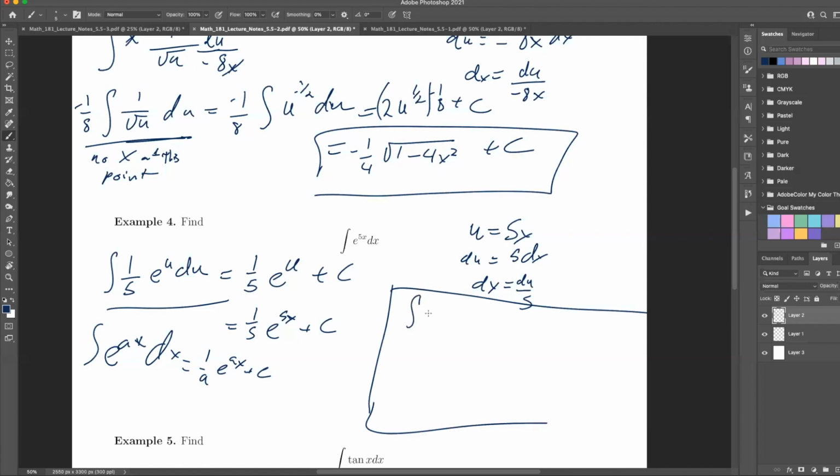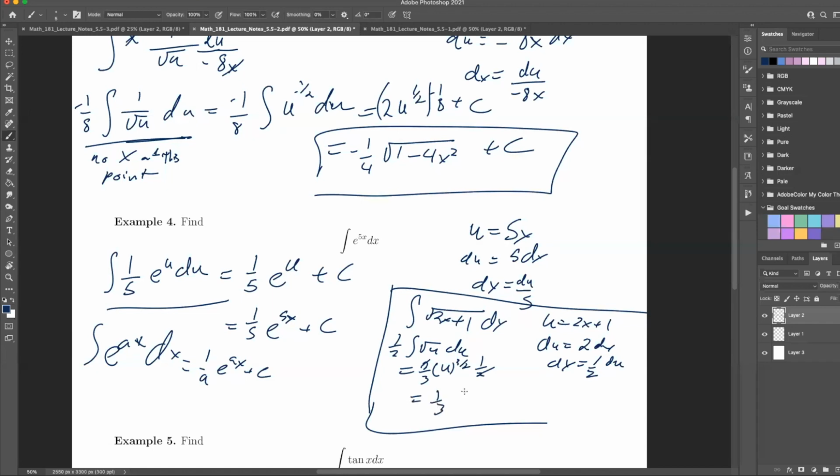Let's pretend I had this, the square root of 2x plus 1. I would just let u equal to 2x plus 1. That means du equals 2 dx. Means dx equals 1/2 times du. And so if I was doing this, I would get 1/2 the square root of u du. This, we add 1 to it, so we already did that. So this becomes u to the 3/2 times 2/3 divided by, times the 1/2. I'll cancel. And here I get 1/3 times 2x plus 1 to the 3/2.